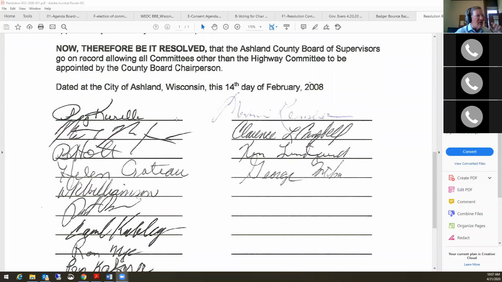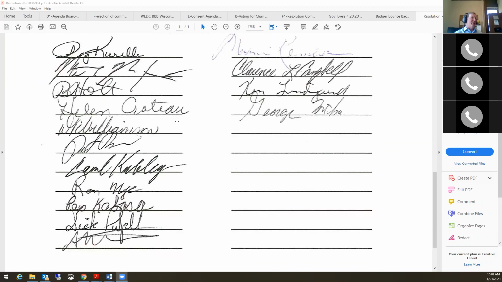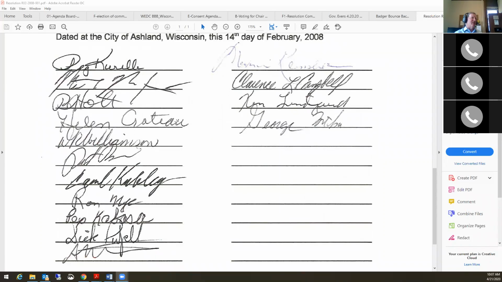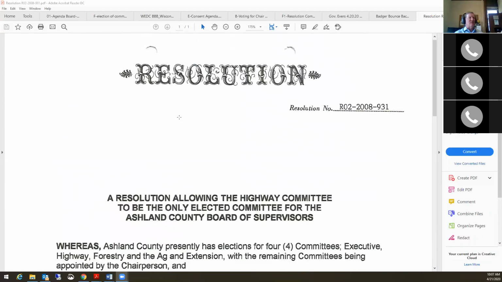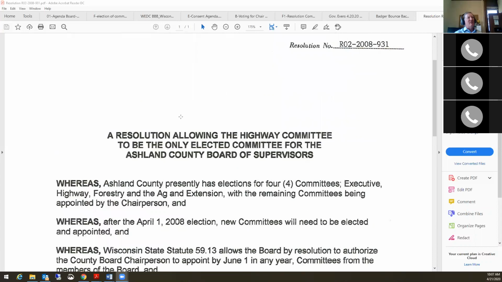So this is Clark. Just help me when I'm reading this resolution that's on the screen. It says, now therefore be it resolved that the Ashland County Board of Supervisors go on record allowing all committees other than Highway Committee to be appointed by the County Board Chairperson. And everybody signed it. To me, that seems like an official document. I mean, this is a resolution that's recorded in the county.